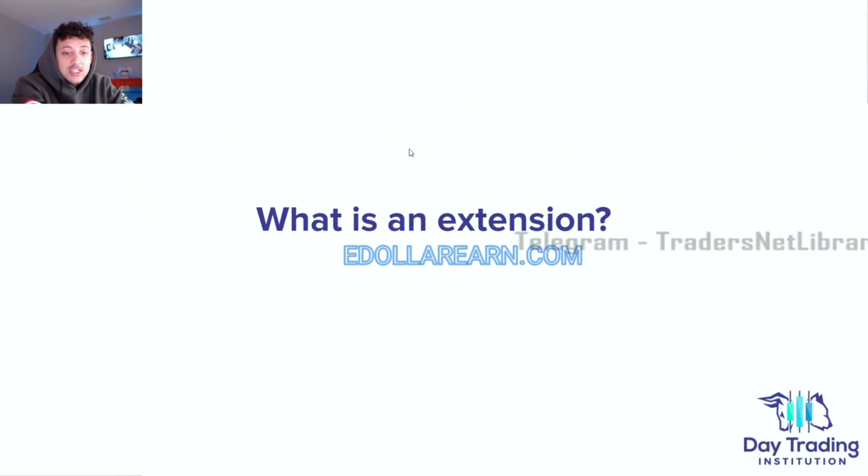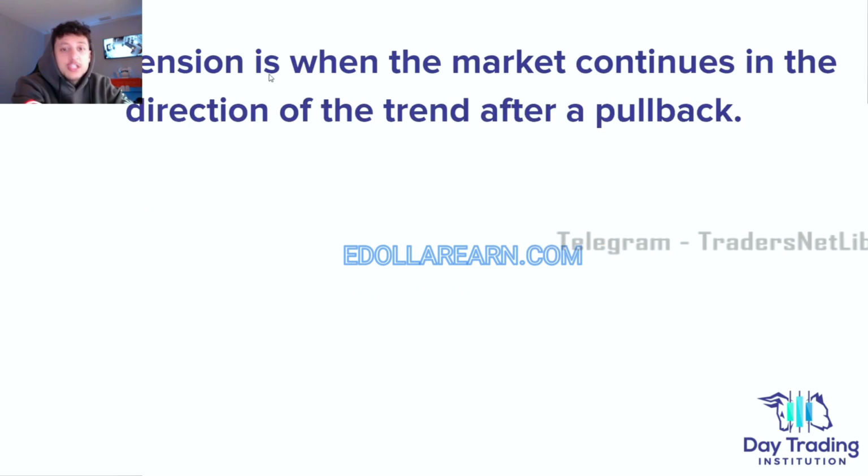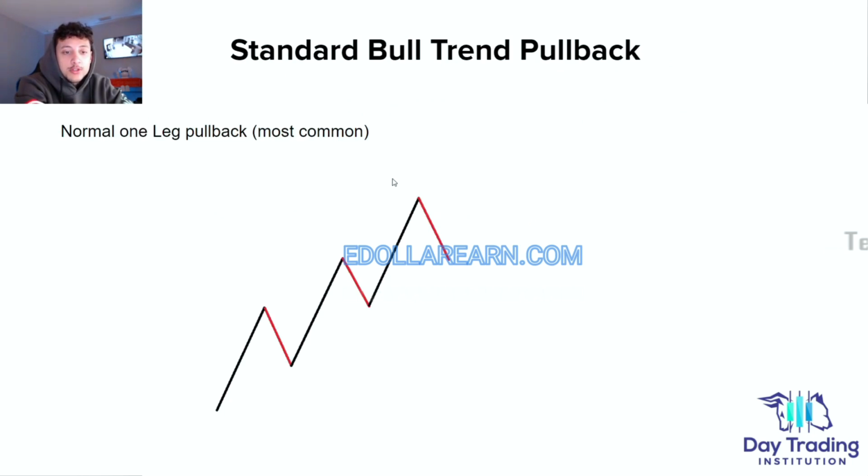Now, what is an extension? An extension is when the market continues in the direction of the trend after a pullback. Typically, an extension is when price goes higher than where the pullback actually started. So let's look at some examples here.